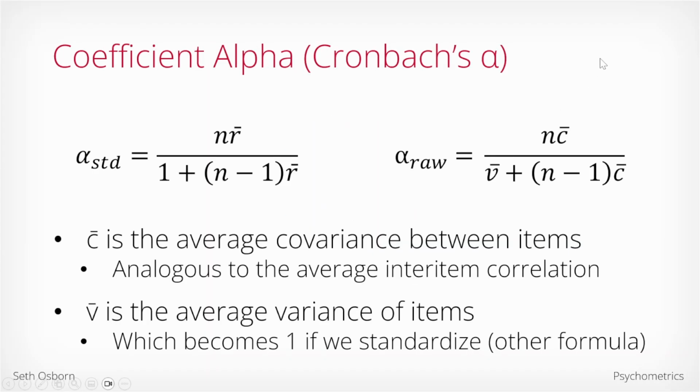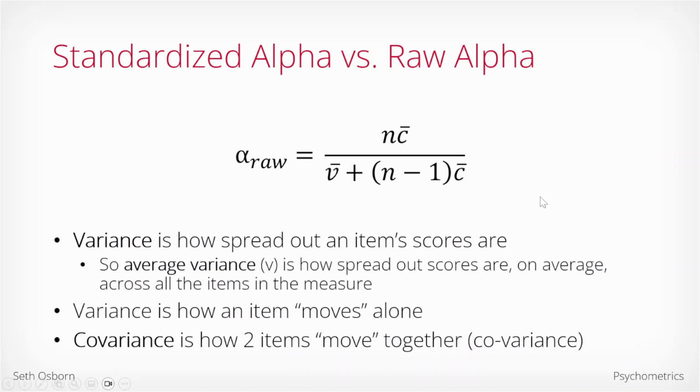So I was just showing you how the covariance is analogous to the correlation, except it's in raw units. In the same way, if we were to convert to z-scores, if we were to standardize, this average variance would become 1 because the variance of every single item would become 1. Okay? So just saying a little bit more about what the variance is, that's telling us how spread out the scores are. So the average variance is how spread out scores are on average across all items in the measure.